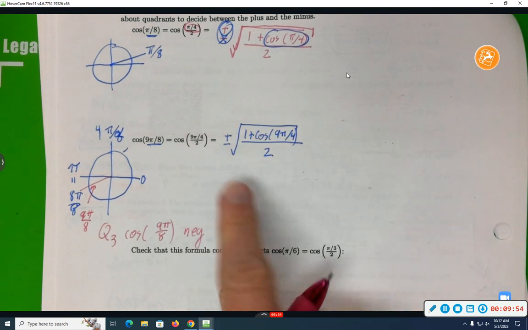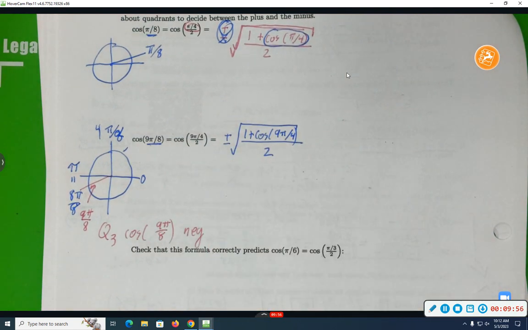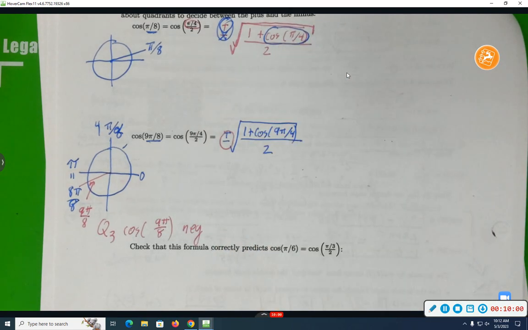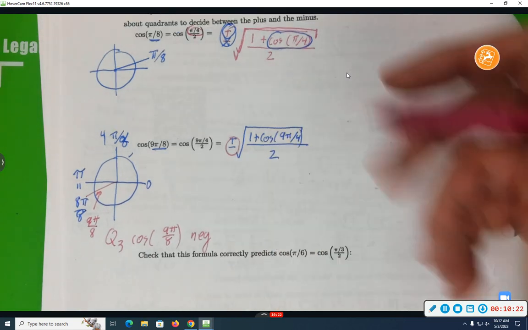So let's go back over here. Plus or minus? Whenever you use the half-angle identity, you just have to separately think about whether this is going to be positive or negative. Cool, so let's go back to the first example now. What's the cosine of pi over 4? Square root 2 over 2. So I can replace this with square root 2 over 2.